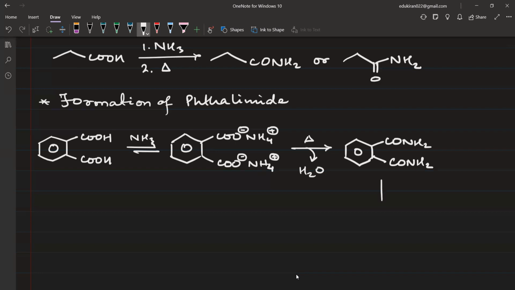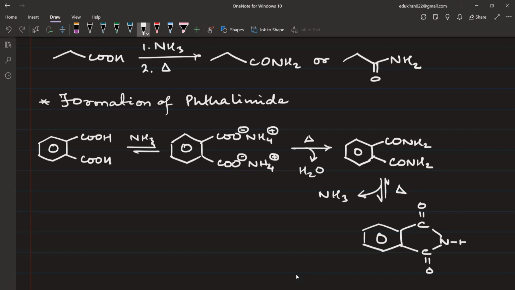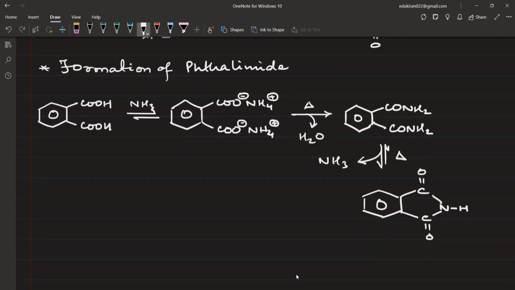Once this happens, if you heat it once again, and this will be very high temperature, then you are going to liberate one molecule of ammonia. So one NH3 molecule is liberated: one hydrogen from this amide and 2 hydrogens from this amide, and 1 nitrogen. So you will get another ring like this, carbon double bond O. Here also you will get carbon double bond O bonded with nitrogen and 1 hydrogen like this. This is known as phthalimide. This is the structure of phthalimide.